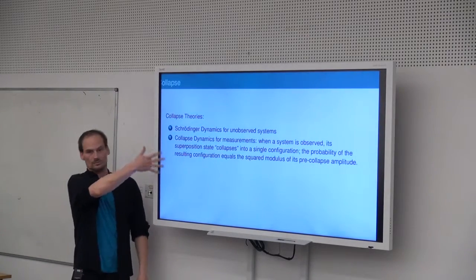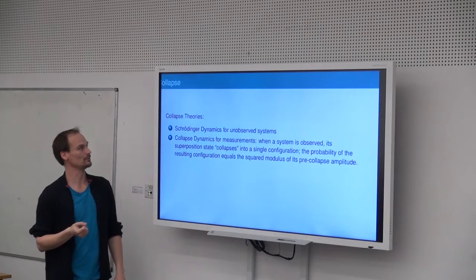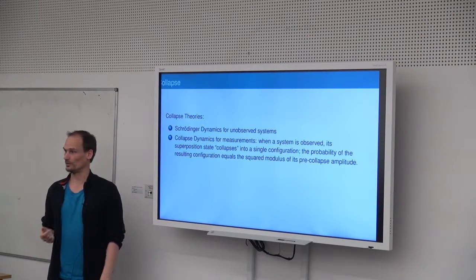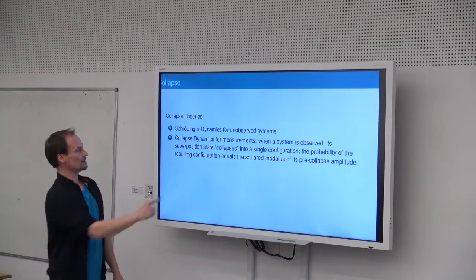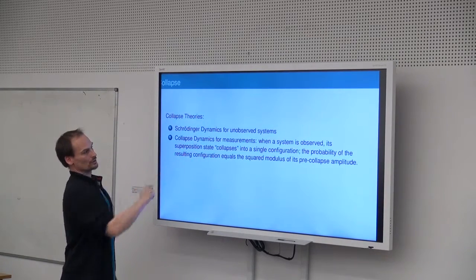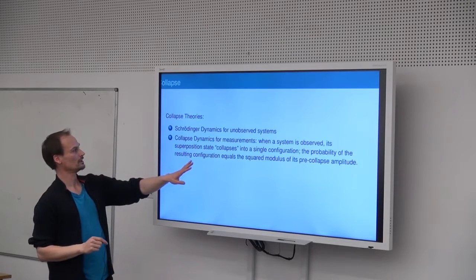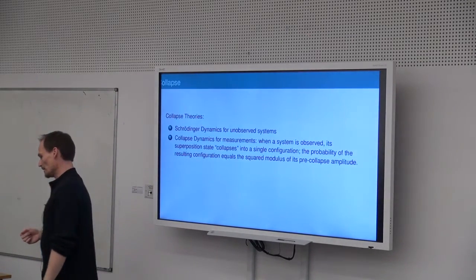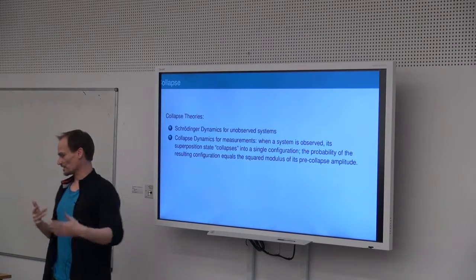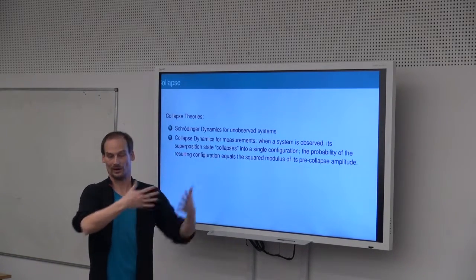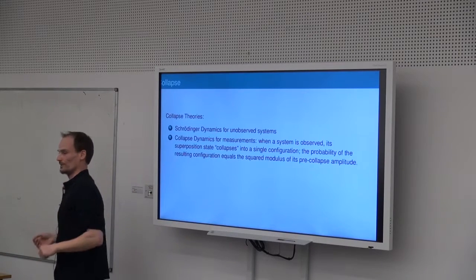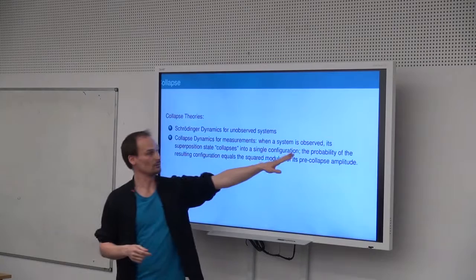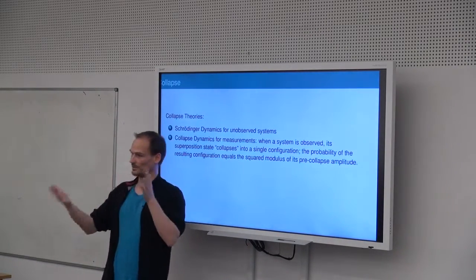So here we make more precise what the theories say. We have the Schrödinger dynamics for unobserved systems, for systems where you don't make any measurements. And we have a different dynamical rule for measurements. When a system is observed, its superposition state collapses into a single configuration, and the probability of the resulting configuration equals the squared length of the arrow that this configuration had before the collapse. Now we see why that's a probability, because we have a really indeterministic dynamics.